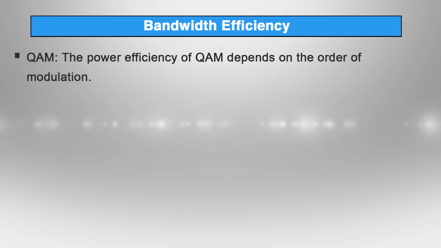Quadrature amplitude modulation. The power efficiency in QAM varies depending on the modulation order and signal processing requirements. Higher order QAM techniques can be less power efficient due to increased complexity and signal processing needs. QAM is used in high speed data communication systems where high data rates are prioritized over power efficiency, such as in broadband internet and digital TV.